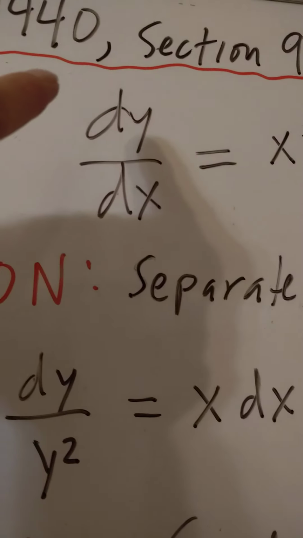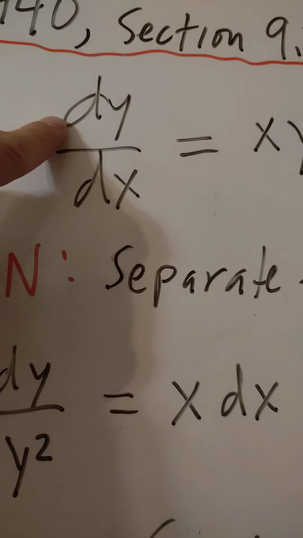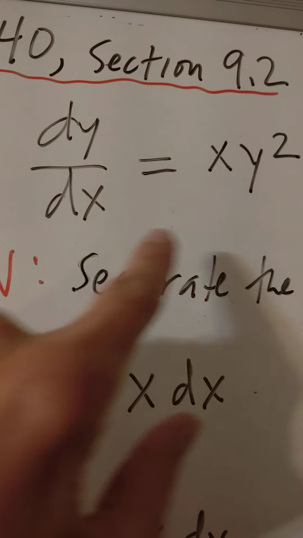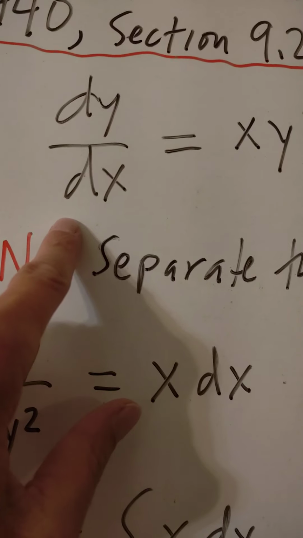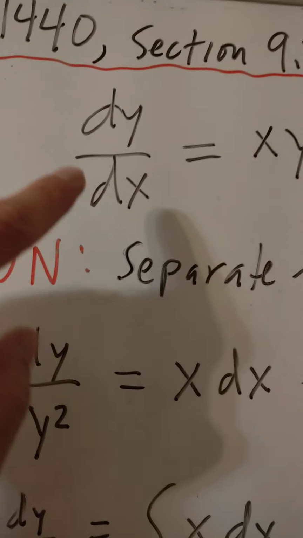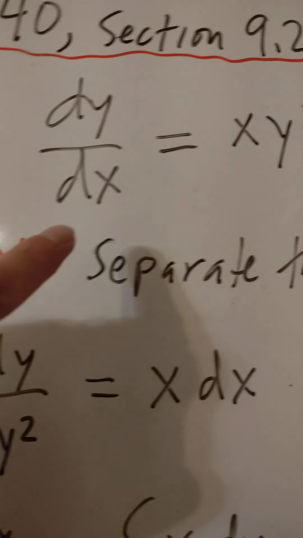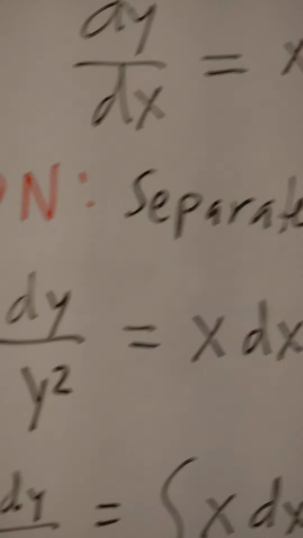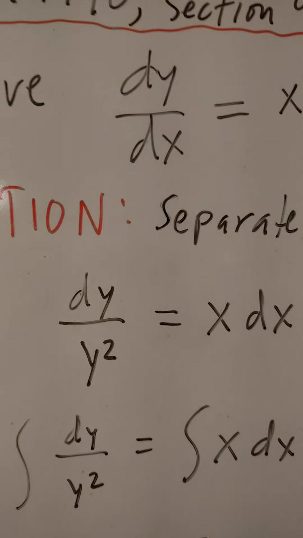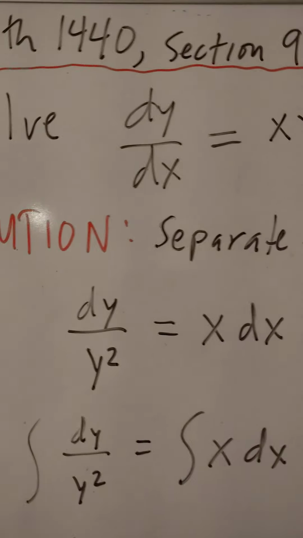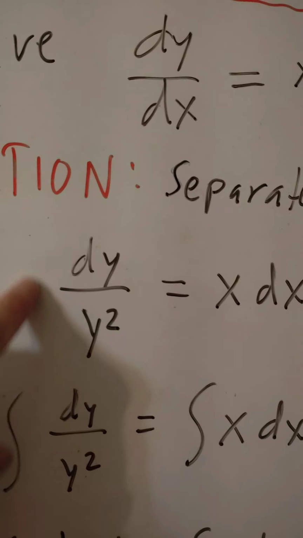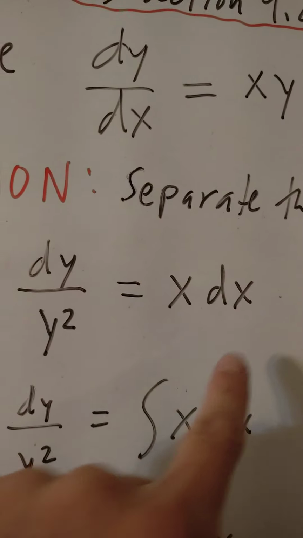Here's the plan. I got dy over here, so if I divide each side by y squared, I'll have y squared on the bottom. And then if I multiply each side by dx, I would have dy over y squared is equal to x dx. So we got dy over y squared equals x dx. Now the variables are separated because this is just all y's, and on the right-hand side is all x's.